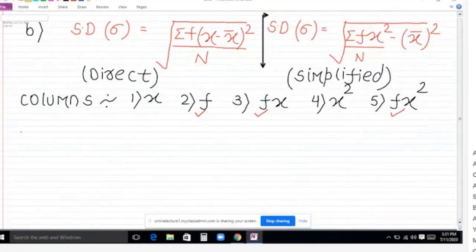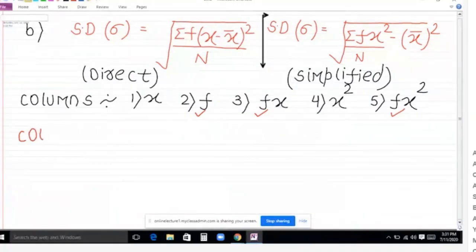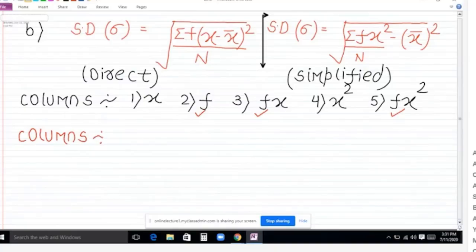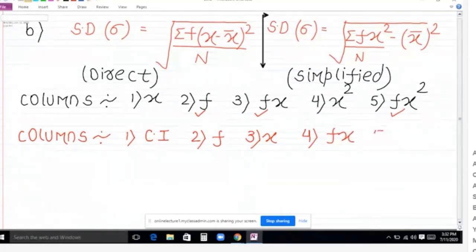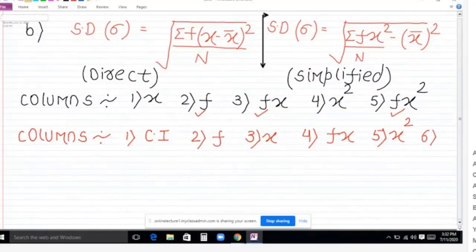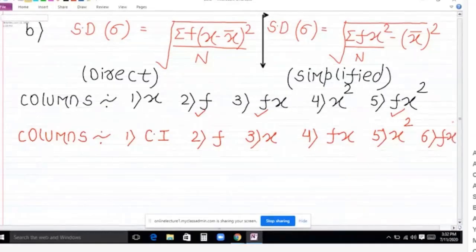Next, with respect to grouped data, now the columns will get changed. First column will be the class interval. Second column will be the frequency. Third column will be the midpoint x. Whatever is not given, you will have to find yourself. Fourth, this will become fx for finding the mean. Fifth column will be for x squared. And sixth column will be for fx squared.